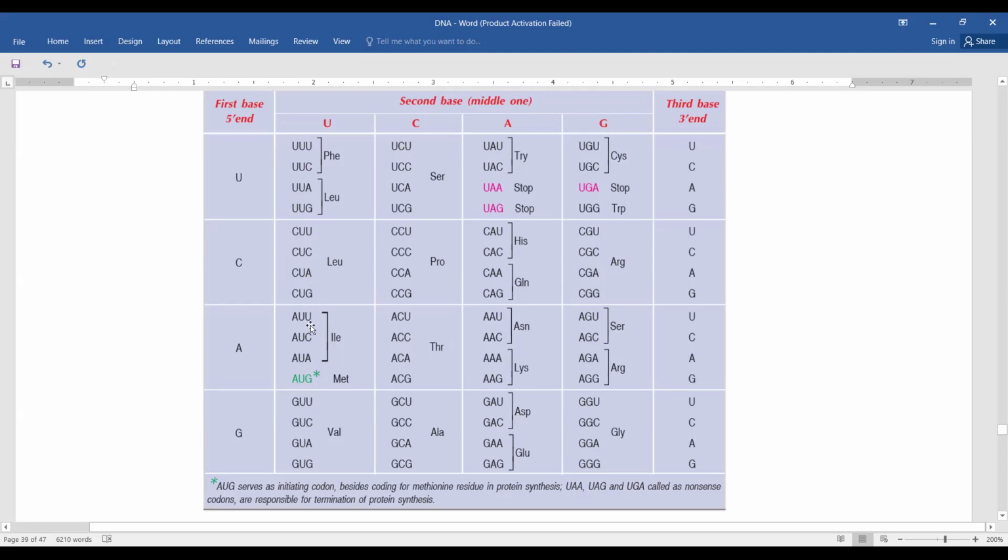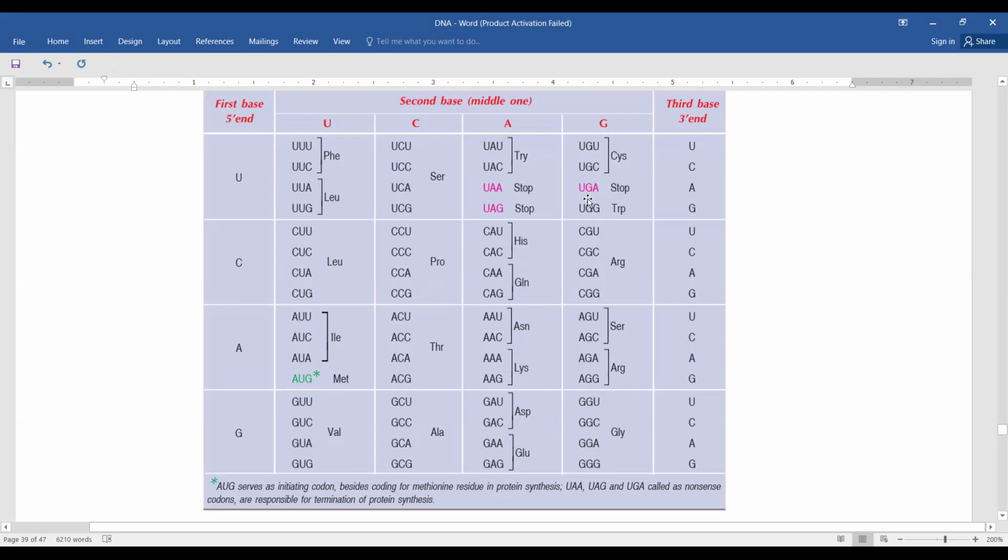For example, here you can say isoleucine has 3 codons. Valine has 4 codons. Serine has 4 codons. Proline has 4 codons. Threonine 4, alanine 4, tryptophan only 2. These two are stop codons. Histidine has 2, glycine has 2, asparagine has 2, lysine has 2, aspartic acid has 2, glutamine has 2, glutamic acid has 2, cysteine 2, tryptophan 1.